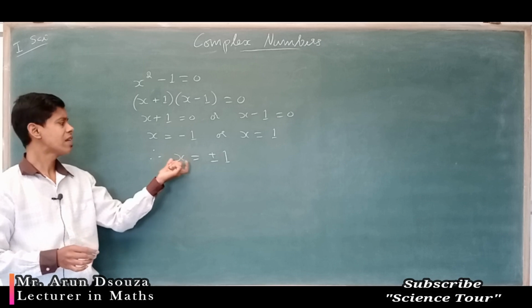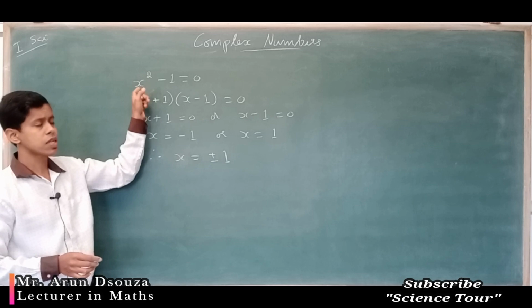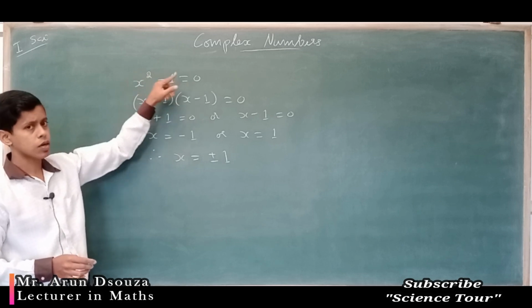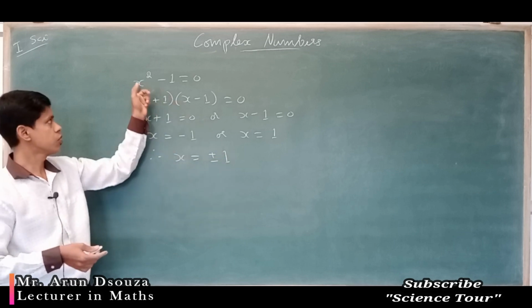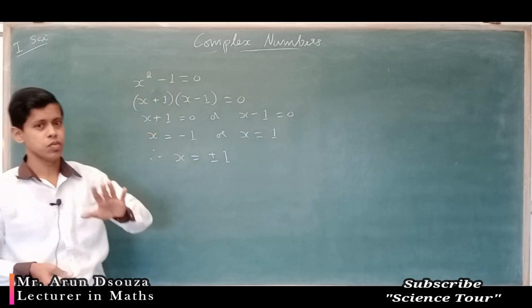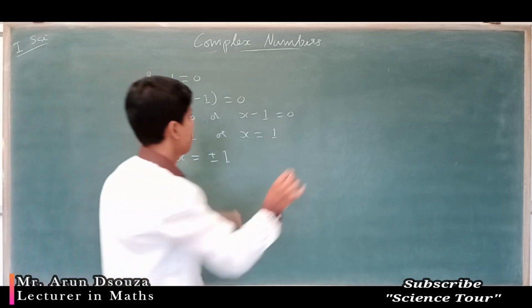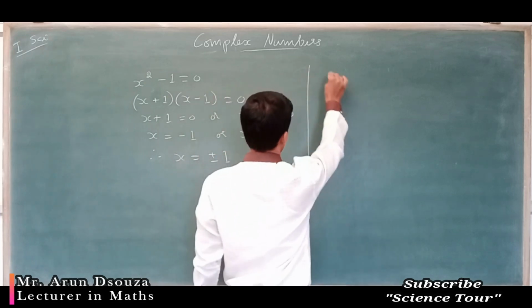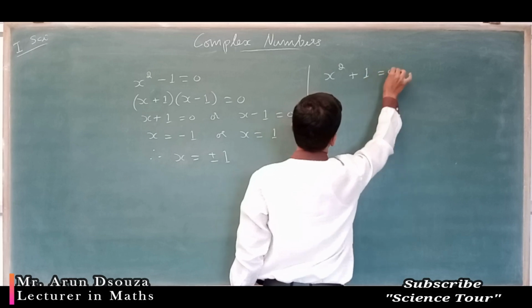Well, so you have x is equal to plus or minus 1. Therefore if you put minus 1, minus 1 square is 1, and 1 minus 1 will be 0. So the other number is plus 1. If you put plus 1 also, 1 minus 1 square is 1, and 1 minus 1 will be 0. So it satisfies, correct.